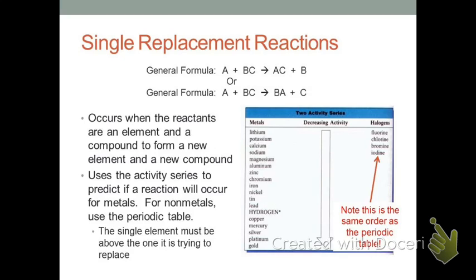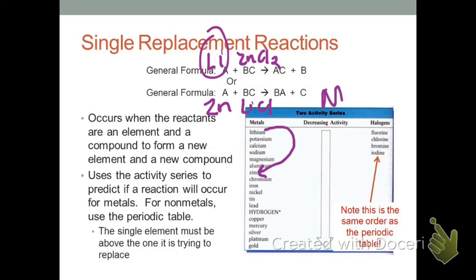You will need to use the activity series to decide if a reaction will occur between two metals. So for example, if lithium is A, and let's say B is zinc chloride, B is zinc and then C is chloride. Now, that reaction will happen because the lithium, which is by itself, is above zinc. Conversely, if zinc was A and lithium was B, then it would not happen because zinc is not above lithium, and this would be no reaction.